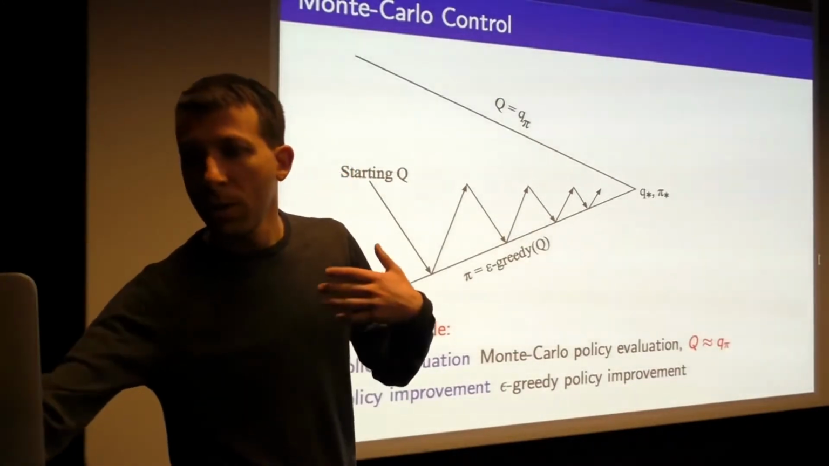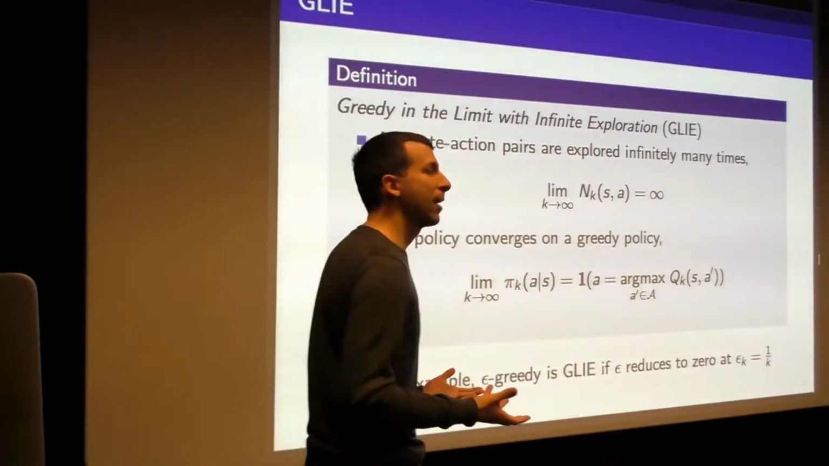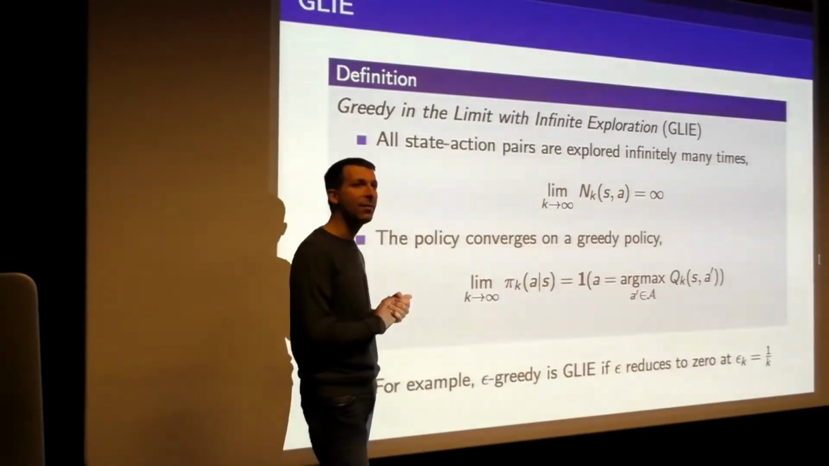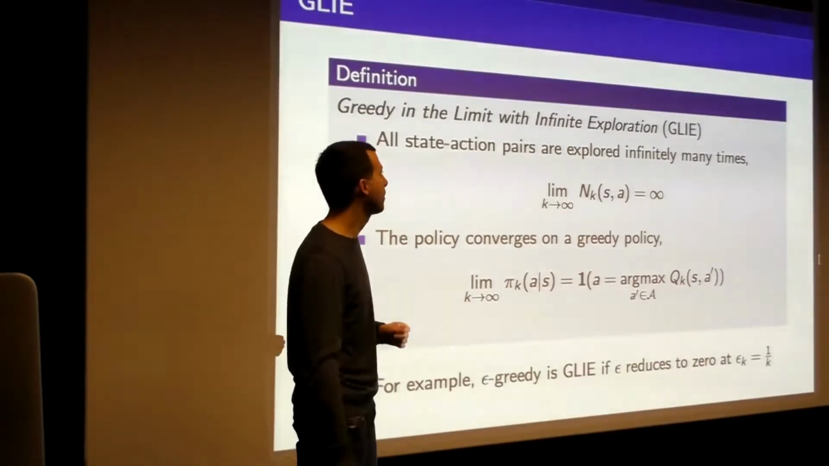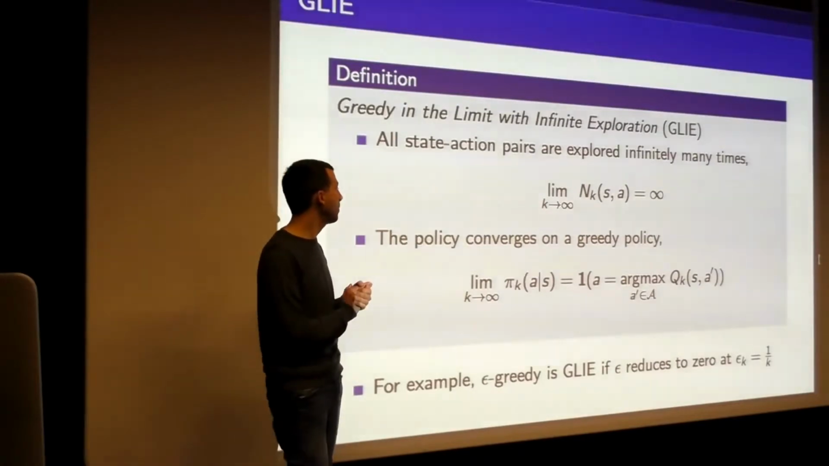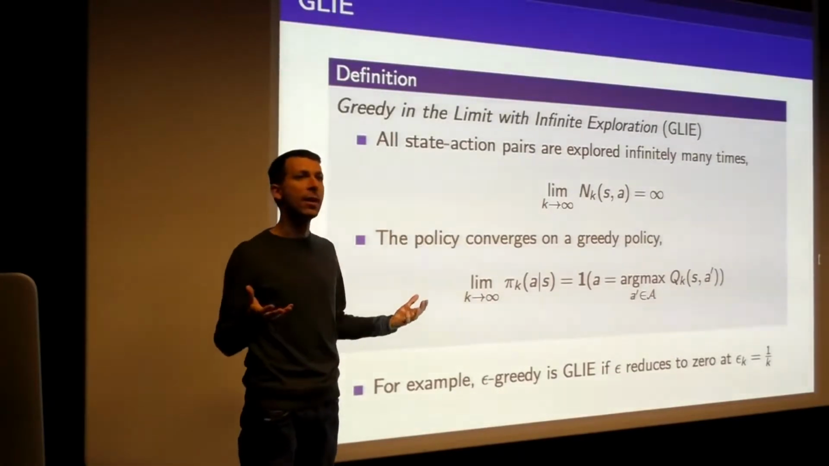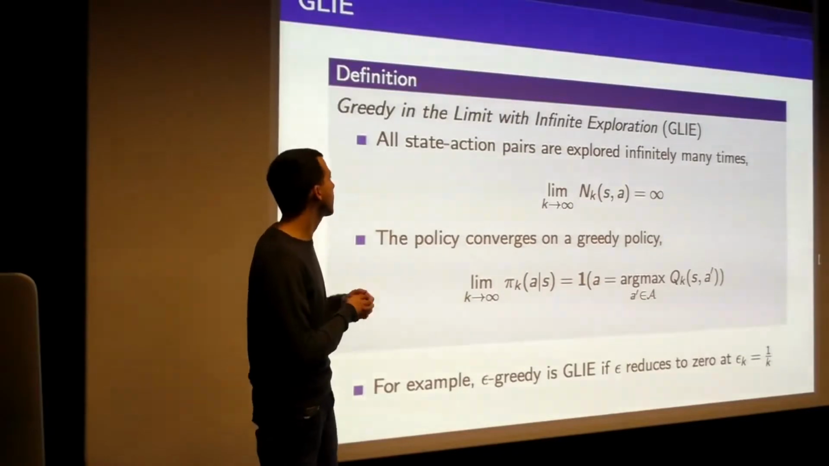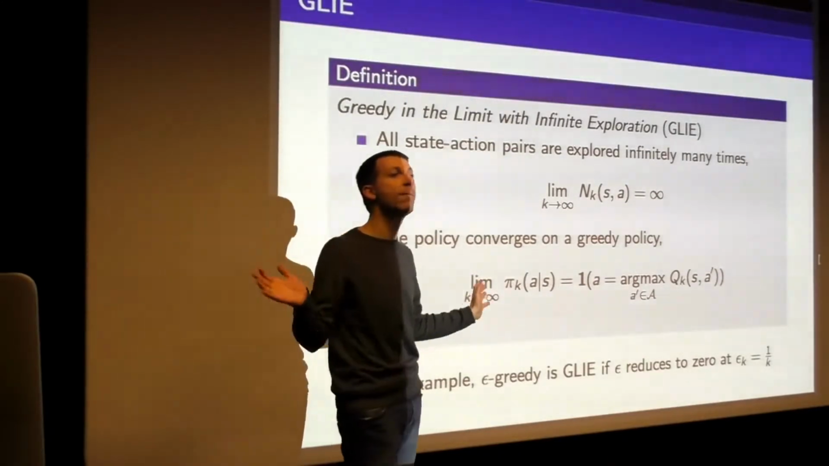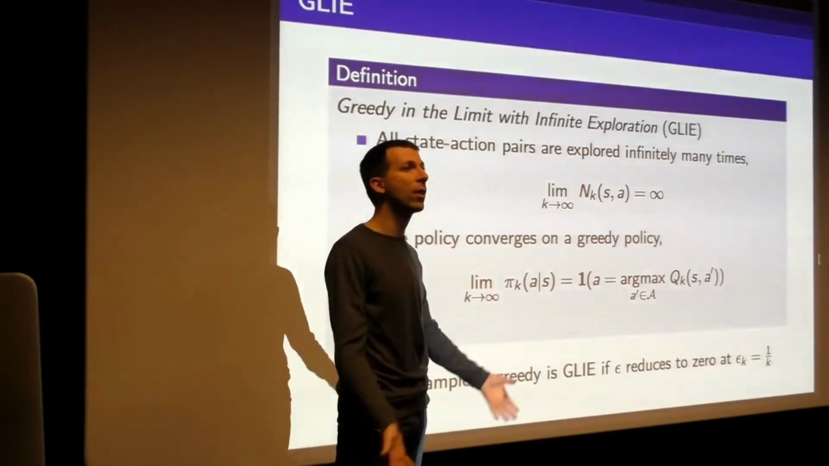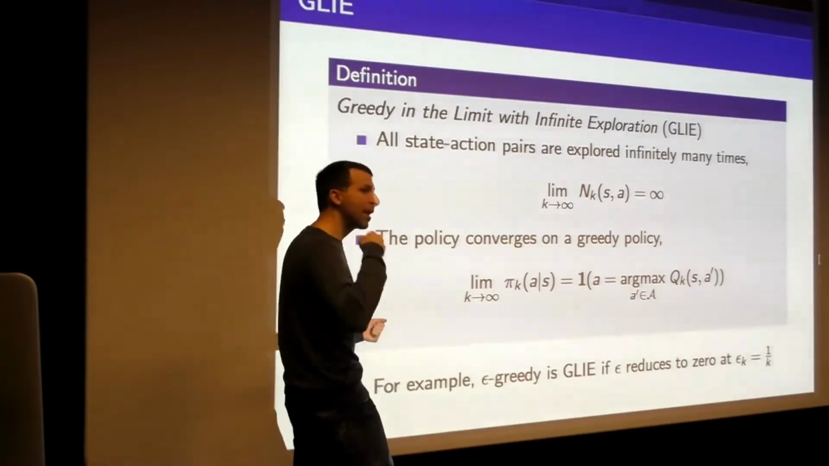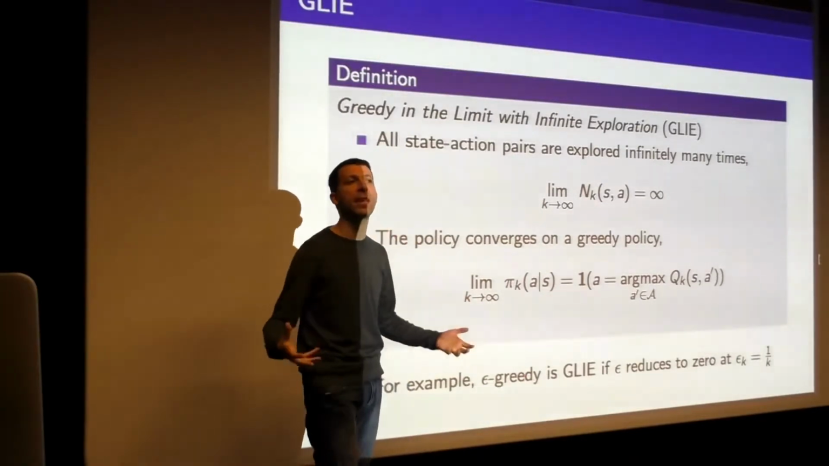One idea for balancing those two factors is called GLIE, greedy in the limit with infinite exploration. The idea of GLIE is basically to come up with any schedule, if you like, for exploration, such that two conditions are met. The first condition is that you continue to explore everything, that all states and all actions are visited infinitely often. So that guarantees that you never miss out on anything.